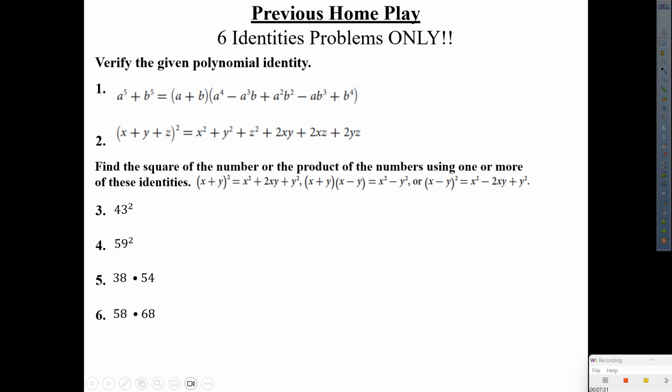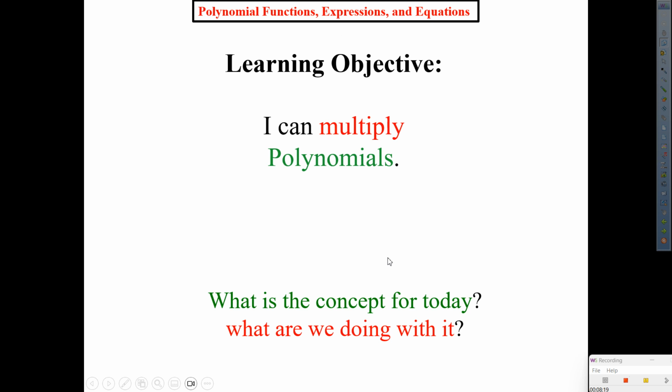If you did 5 and 6, good. Today I'm going to go over those. I know some of you went to Google or YouTube and did that. That's fine, but today I want to go over it step by step so that we are all on the same page. Turn that in on Canvas. It should say 4 identity polynomial problems, something like that.